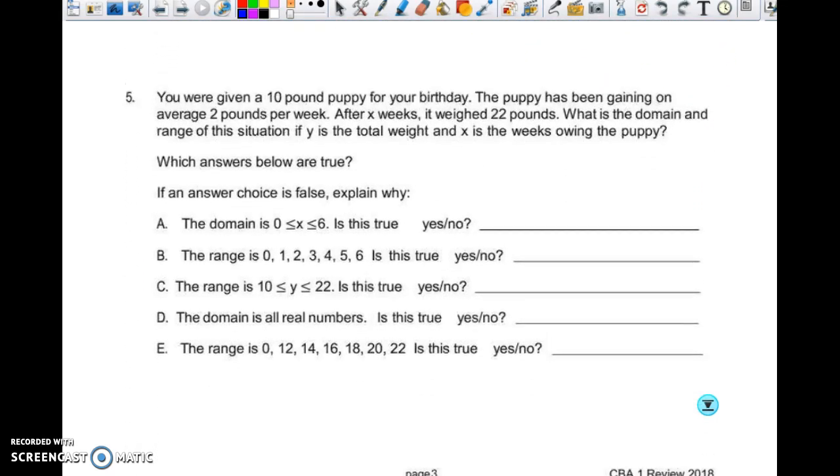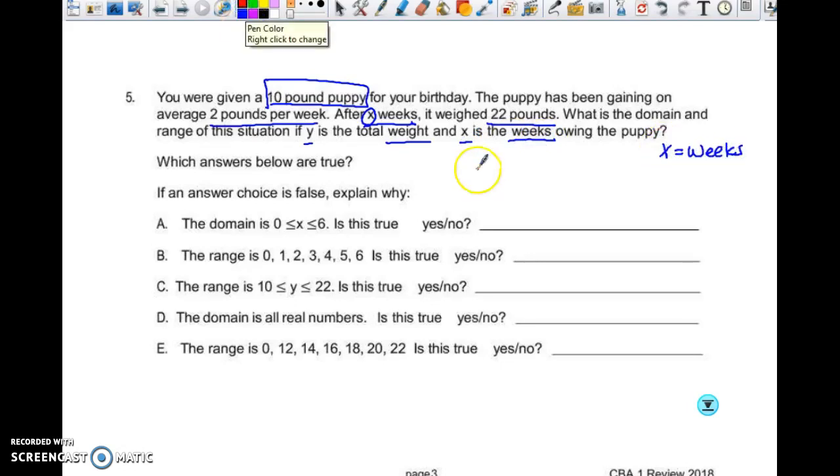So for problem number 5, okay, there's a little bit more into it. It says you were given a 10-pound puppy for your birthday. The puppy was gaining on average about 2 pounds per week. After X weeks, it weighed 22 pounds. What is the domain and range for the situation if Y is the total weight and X is the weeks? So I know X is weeks, and Y is the total weight.